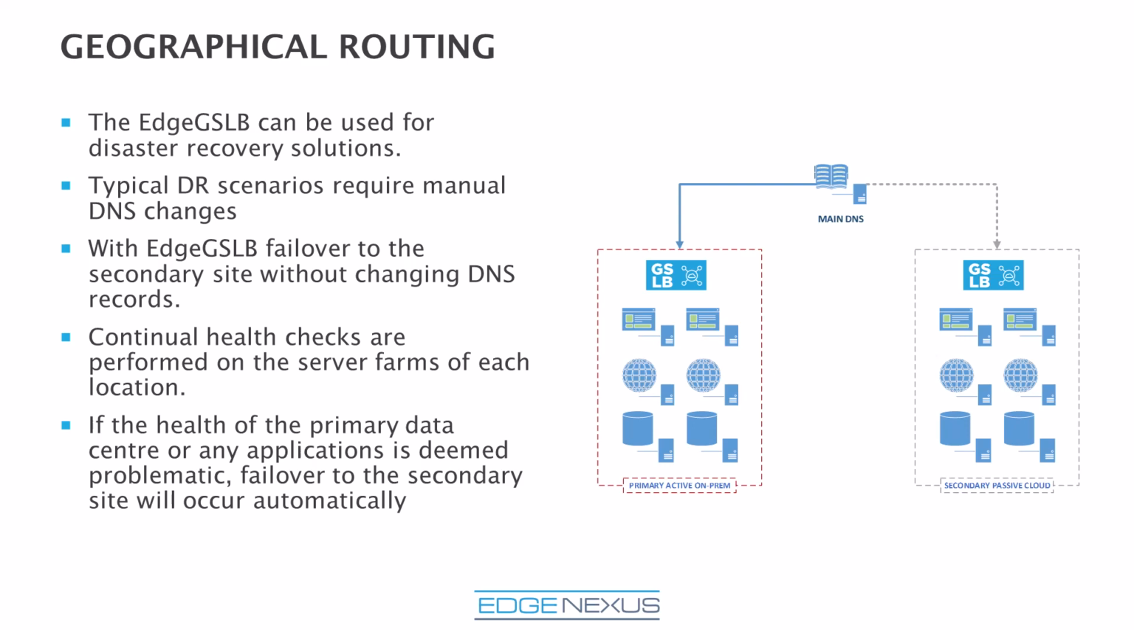The image below shows two data center locations, with an EdgeGSLB in each location, and a continual health check on their respective server farms. Should the EdgeGSLB instances determine that the health of the primary data center or any of its applications poses a problem, the failover to the secondary will be initiated.